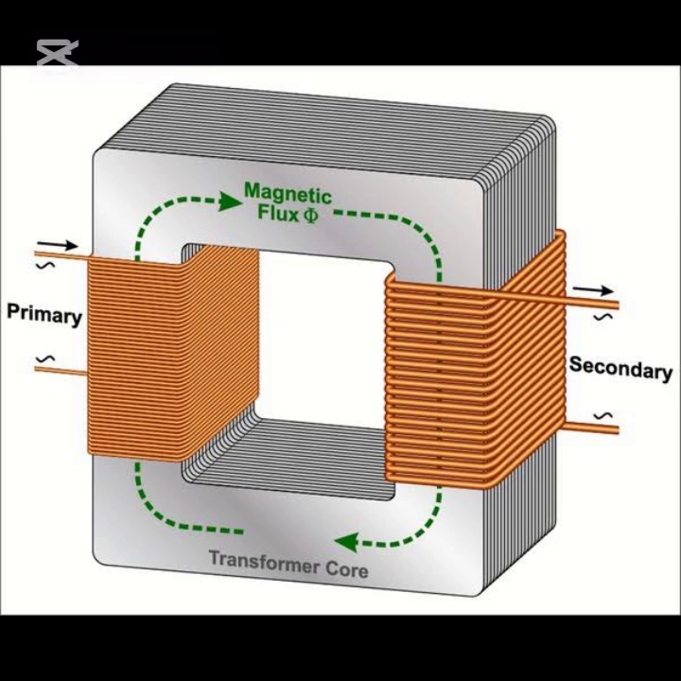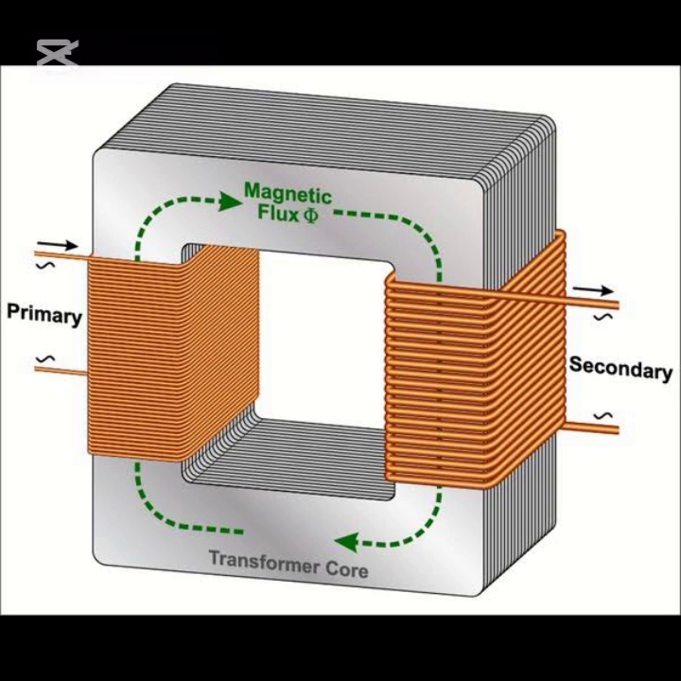What actually is a transformer? A transformer is a static alternating current device that steps up or steps down voltage levels without changing the frequency of the source. How does a transformer transform these voltage levels?